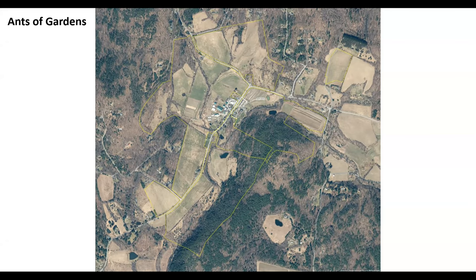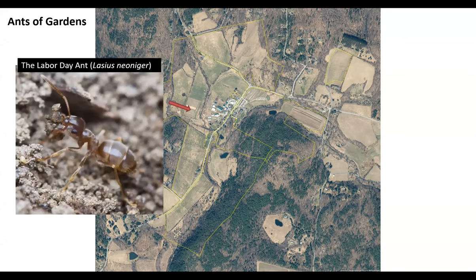You get different ant species in different habitats around the farm. And it's a mix of forest, of different field types, of the plowed land. So ants of gardens, we have the Labor Day ant, named because it often has its nuptial flights around Labor Day. A very common open habitat, lawns, fields, it does really well.